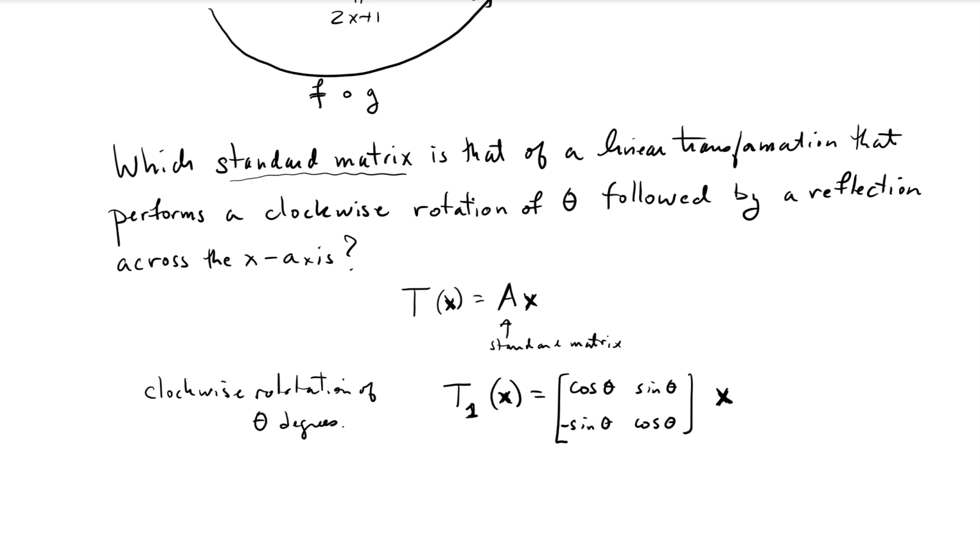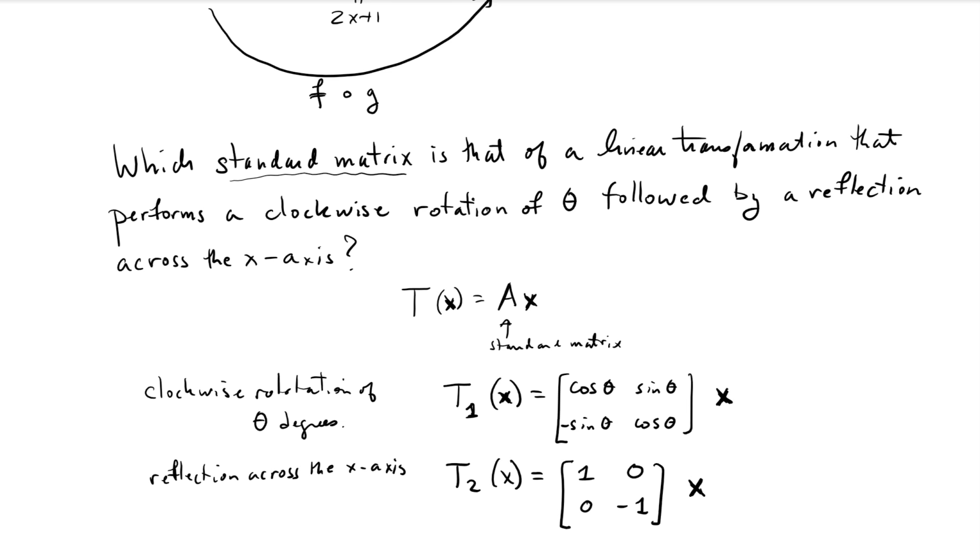We also have a reflection across the x-axis. Let's call that one T2. So it's the second linear transformation which appears in the question. So this is the standard matrix of that linear transformation.